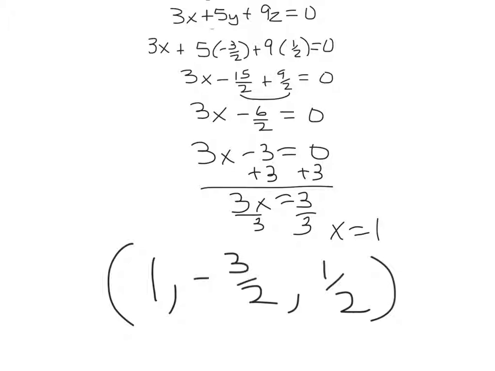So again, be careful, write nice and neatly. The homework is practice of these ordered triple answers. It's 47 through 55 odd.